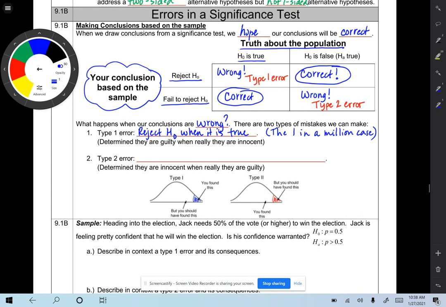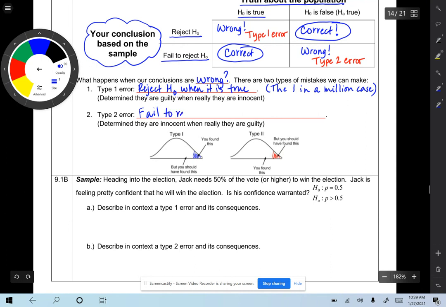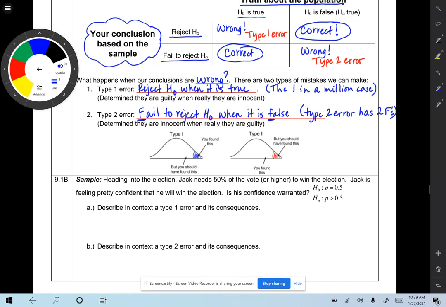The type 2 error is failing to reject the null when it is false. And the way I remember which one is which is the type 2 has the two F's in it. So fail to reject the null hypothesis when the null hypothesis is false. Okay, so the type 2 error has the two F's in it. So determine they are innocent when they really are guilty.